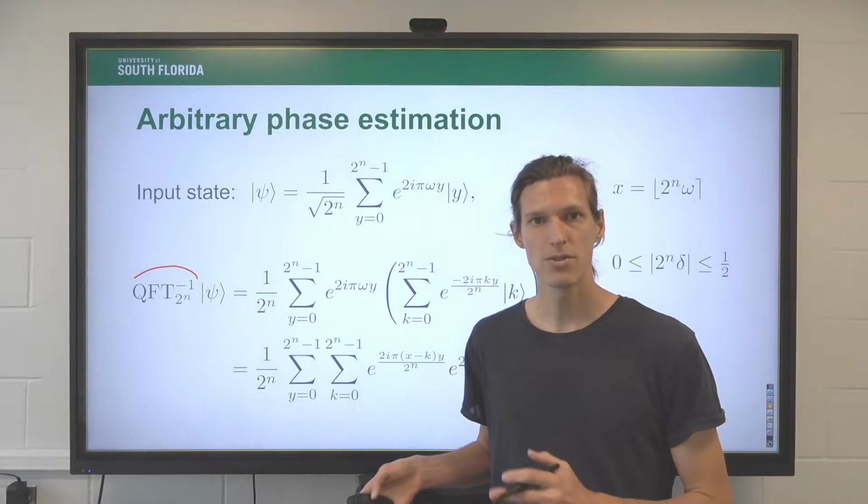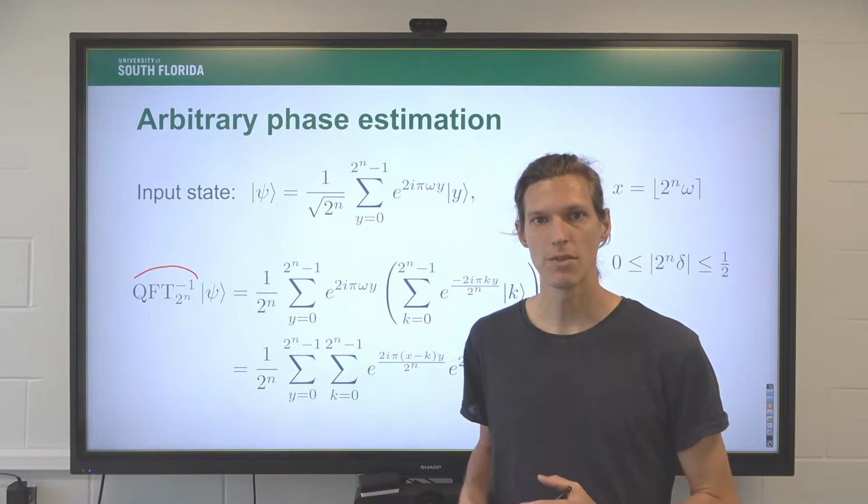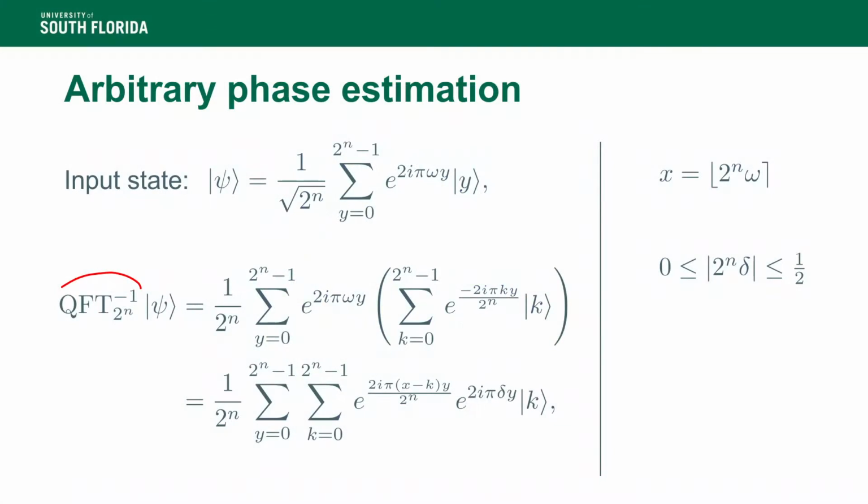And what we hope to measure in the end is something that is close enough, okay? So when we apply the inverse of the quantum Fourier transform psi, by linearity we need to know the action on each of these y's, okay? And this is, of course, given by the expression that we had in the previous slide.